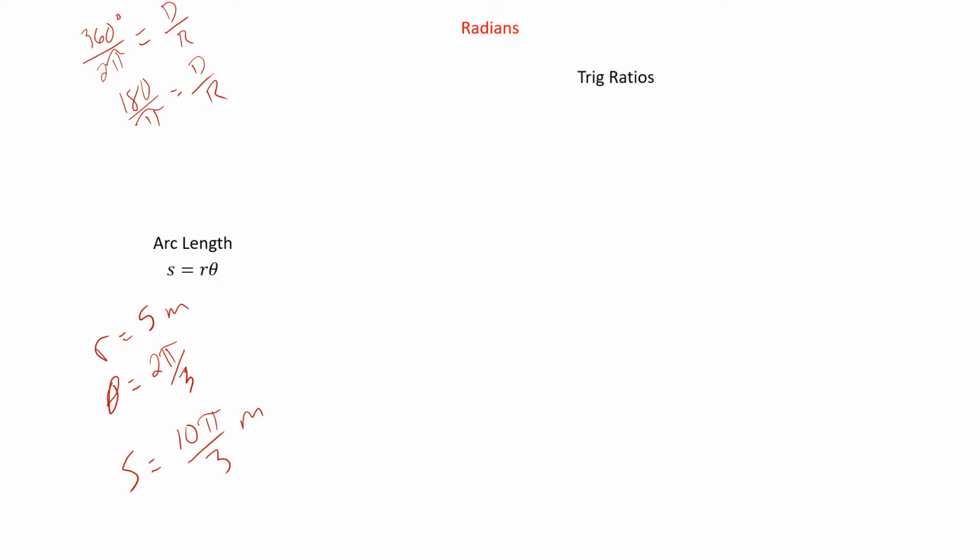And then we have our trig ratios. Now it could be in a right triangle, we have our opposite, our adjacent, and our hypotenuse. Or we have a circle, and it goes out. We have the x value, the y value, and the radius. We're going to look at more of the circle one this time, but notice it's the same thing.